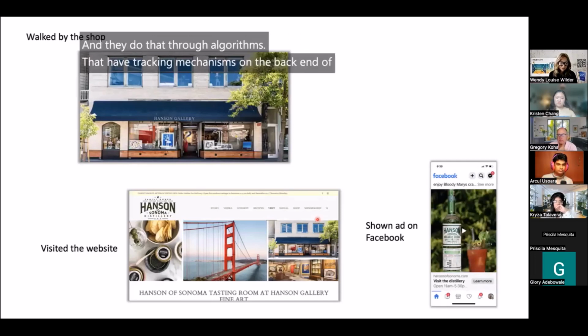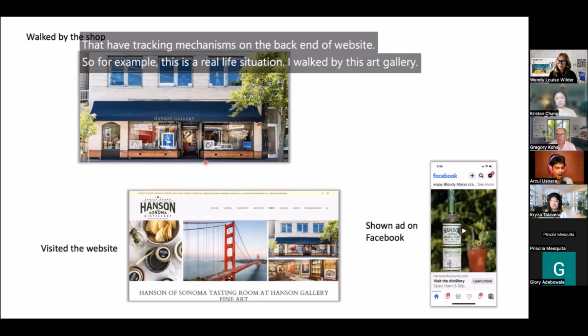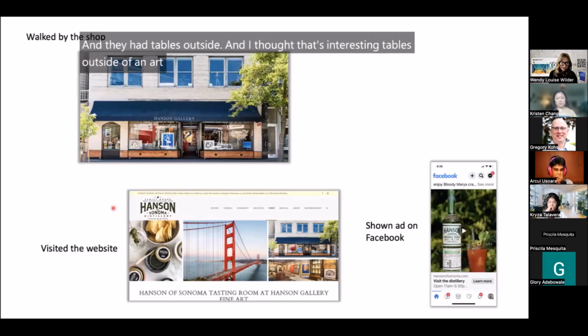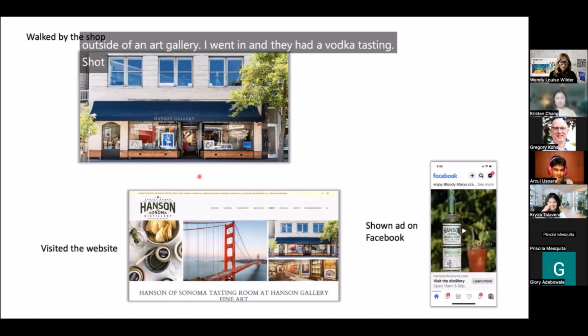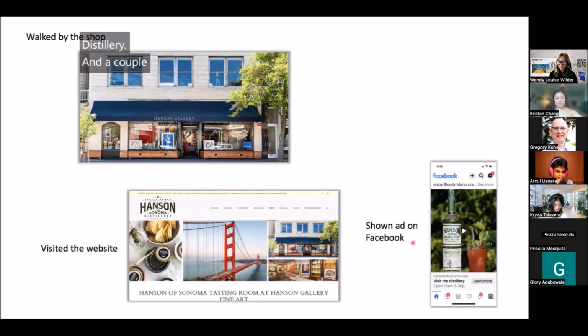So for example, this is a real life situation. I walked by this art gallery and they had tables outside, and I thought, oh, that's interesting, tables outside of an art gallery. I went in and they had a vodka tasting shop inside, and they had one of those QR codes. So I scanned it to see what it was all about. And I went to their website, Hanson Sonoma Distillery. And a couple days later, when I went to Facebook, I saw an ad for Hanson's Distillery.